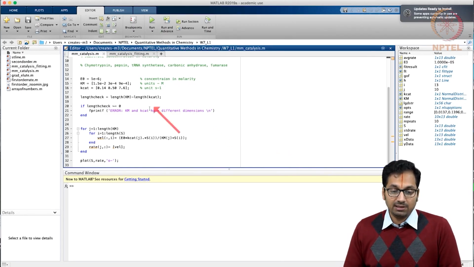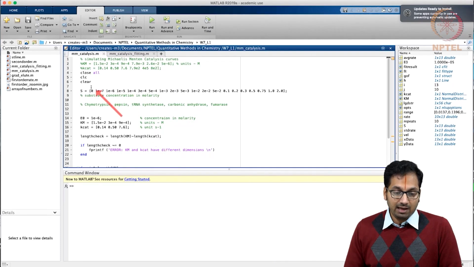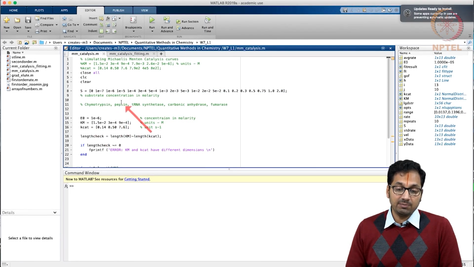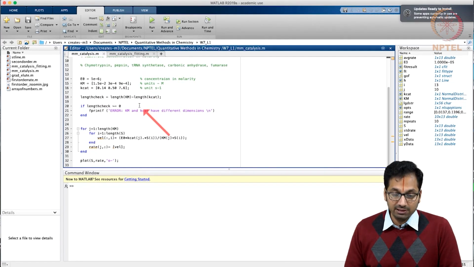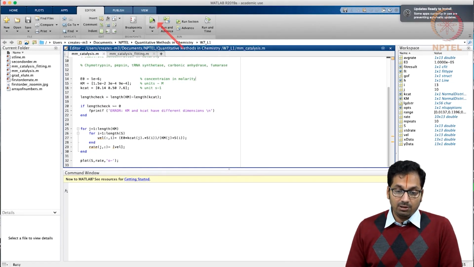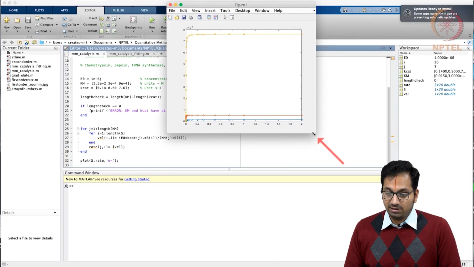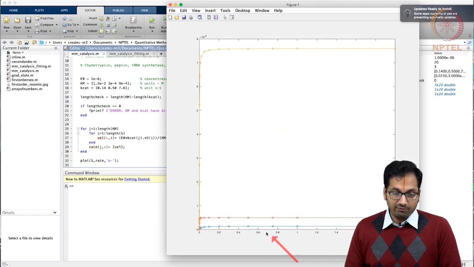Let's repeat the simulation that we did in the last class, where I have a bunch of substrate concentrations, and these were simulated with 3 different Kms and Kcats for chymotrypsin, pepsin and tRNA synthetase respectively. And what did we see? Let's resimulate it. We see 3 different colors here, one for chymotrypsin in blue, the pepsin in red, and in orange the tRNA synthetase. Now that we have obtained this, this is just a simulation.